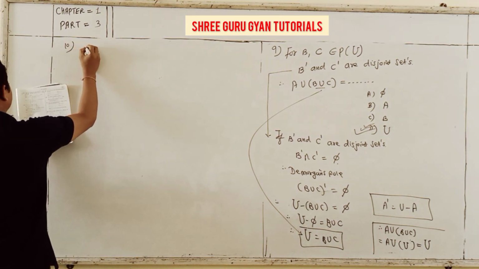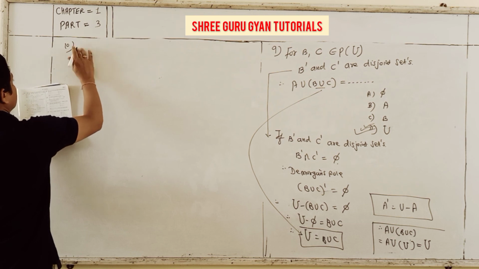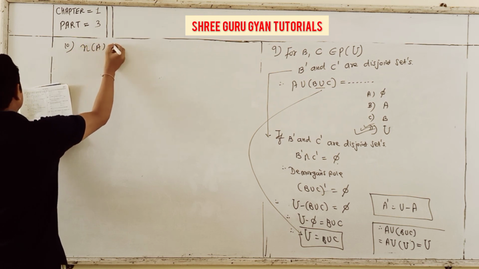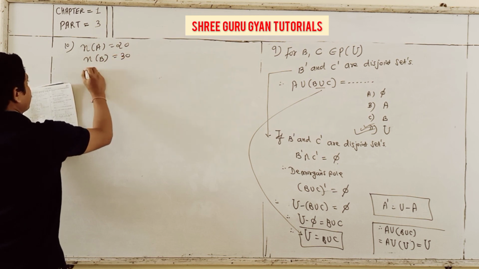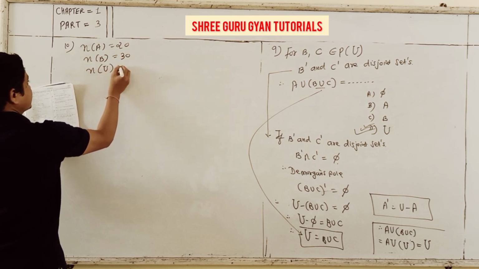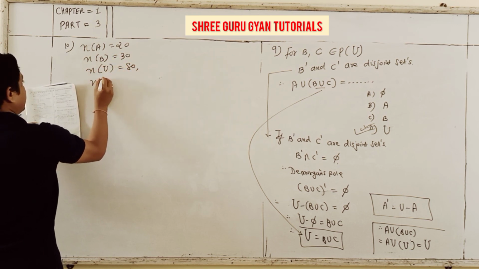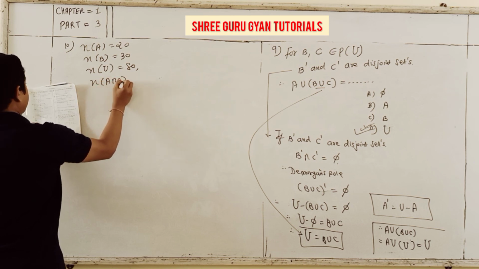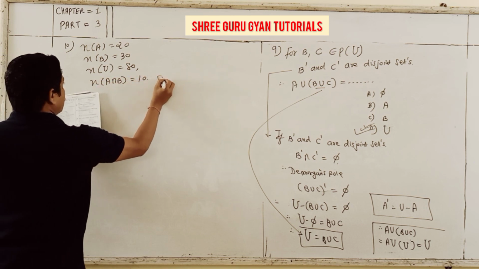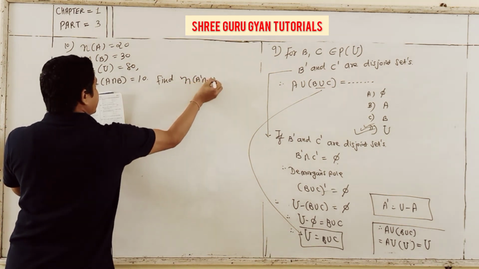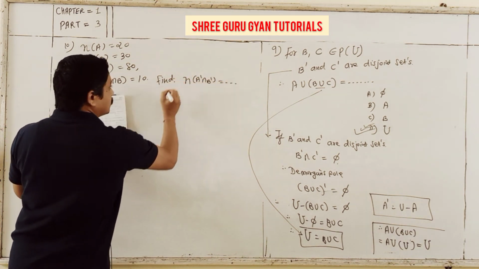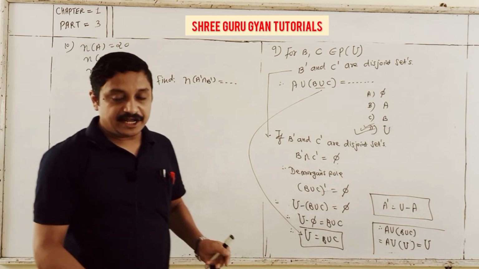For the A set, number of A elements is 20, number of B elements is 30, and number of U elements is 80, and A intersection B is 10. Find out the number of A dash intersection B dash.